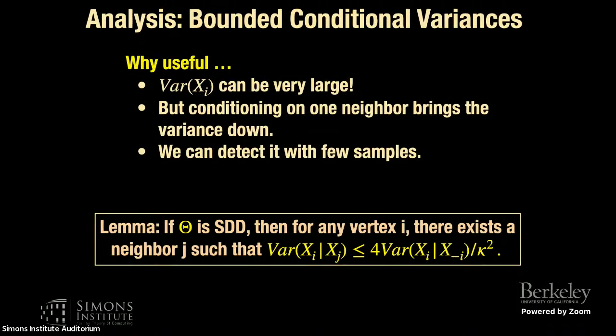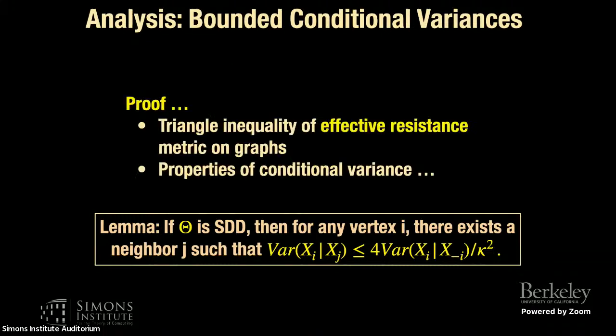Okay. And the whole problem in this setup of Gaussian graphical models is that the individual variances can be much higher than the conditional variances. Whereas this bound is saying that there is at least one neighbor where once you condition on it, all the conditional variances are bounded. And if they're bounded, small, and don't depend on p, we can detect it with few samples. Okay, and the proof of this uses the triangle inequality of effective resistance metrics on graphs and properties of conditional variance. So it connects to this literature on effective resistance on graphs.